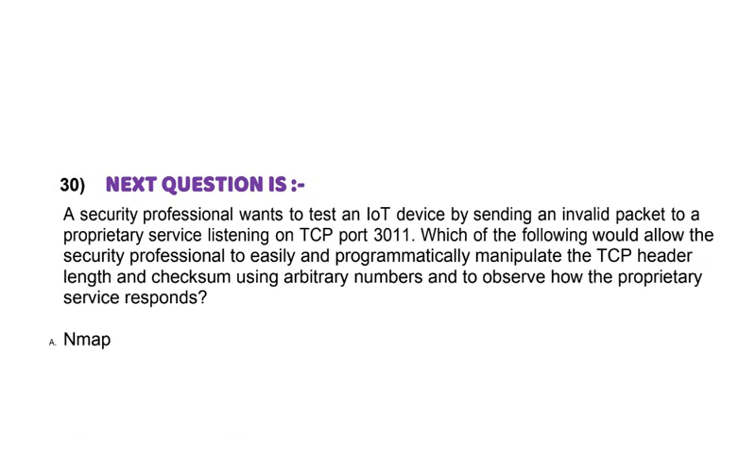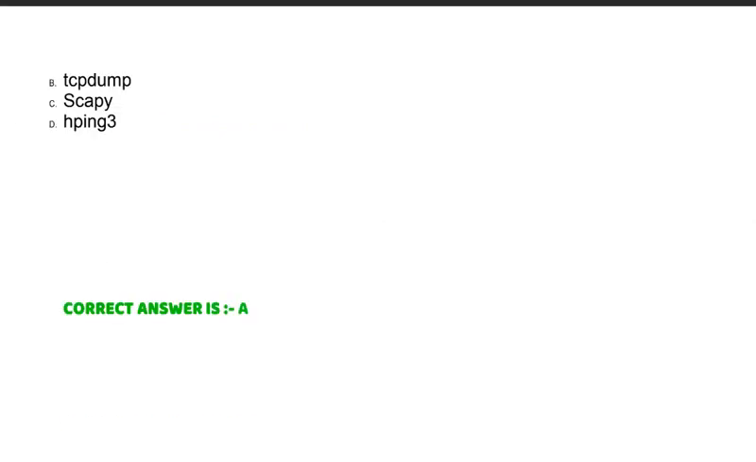Question is, a security professional wants to test an IoT device by sending an invalid packet to a proprietary service listening on TCP port 3011. Which of the following would allow the security professional to easily and programmatically manipulate the TCP header length and checksum using arbitrary numbers and to observe how the proprietary service responds? Option A, Nmap. Option B, tcpdump. Option C, Scapy. Option D, hping3. Correct answer is option A.